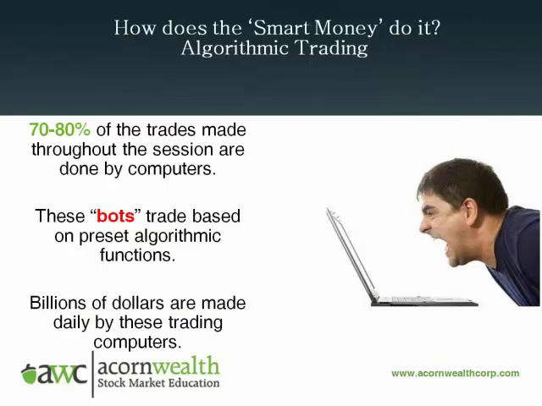How does the smart money do it? Well, the smart money doesn't use tips from friends and things like that. The smart money is actually, in fact, not even humanly reacting a lot of the time. A lot of the time, the smart money is using algorithmic trading. And a recent program on 60 Minutes talked about this. It's all throughout the media. It's not hard to find.